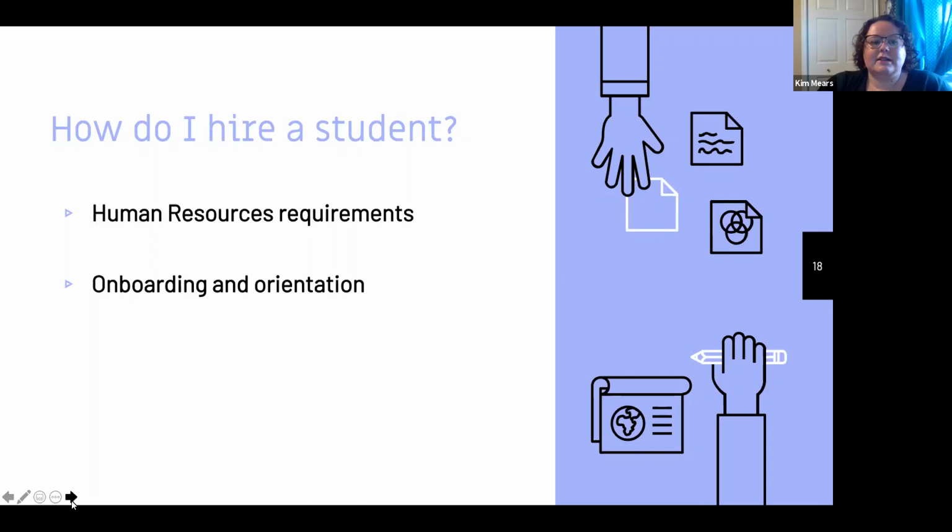Also, you may need to include vacation pay or statutory benefits in your funds. So you want to make sure that you have enough funds to pay the student their rate, but also those additional things that HR asks you to do. And you're going to spend a lot more time on onboarding and orientation than you think. You want to prepare the student and give them the tools and resources that they need to be successful in this position.